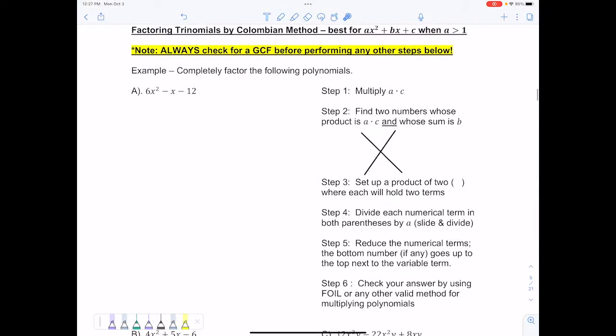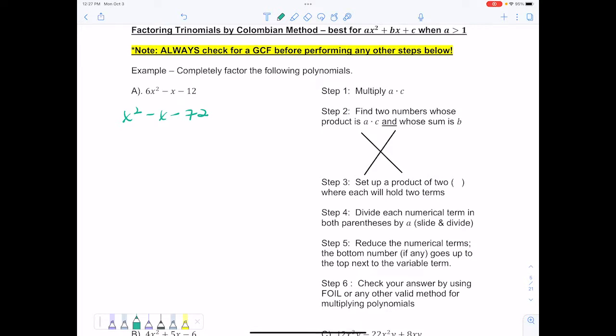So now what happens when the coefficient of your squared term is not 1, like in letter A? It's 6x squared minus x minus 12, and we need to completely factor. So we're going to look at the steps. Step number 1 says multiply your A and your C together. So A is 6, C is -12. If I multiply 6 times 12, I get 72. So I'm going to rewrite my problem with A times C.